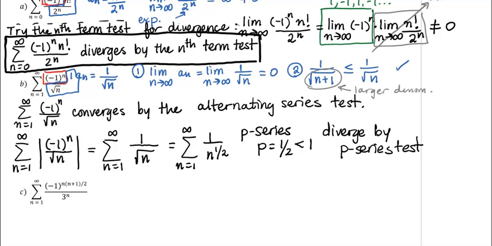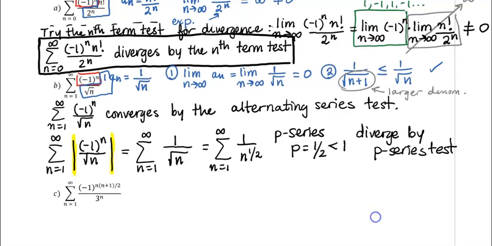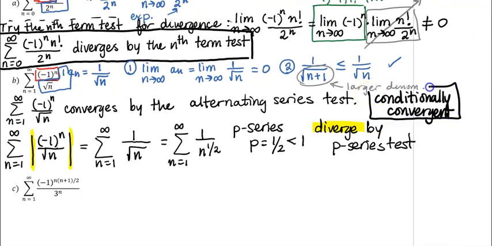So we have seen that when we apply the absolute value bars, the series diverges. So it is not absolutely convergent. If it were absolutely convergent, the absolute value series would converge. So I conclude that the series is conditionally convergent, because it does converge when the absolute value bars are not there. So it only converges conditionally.